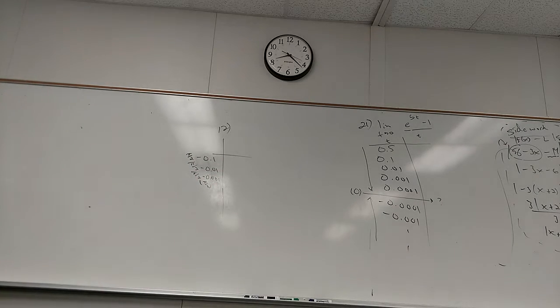So here's how I can use the calculator. What is it I'm working with? Cosine x over 2x minus pi. So cosine x over 2x minus pi. And now I want to use my table.